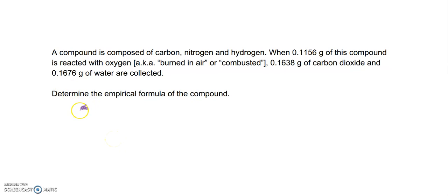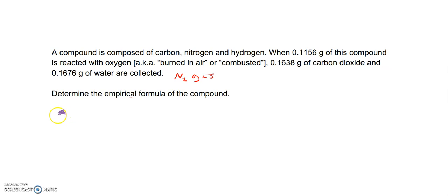Okay, so here's a problem, an empirical formula problem. A compound is composed of carbon, nitrogen, and hydrogen. When 0.1156 grams of this compound is reacted with oxygen, 0.1638 grams of carbon dioxide and 0.1676 grams of water are collected, and some N2 gas, which we don't know the amount of. Determine the empirical formula of the compound.